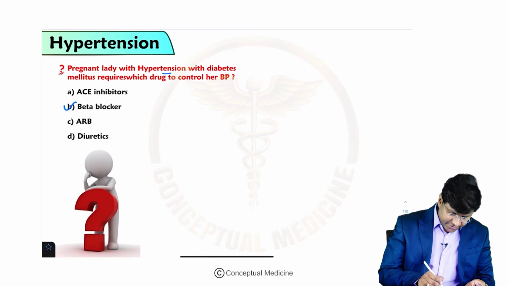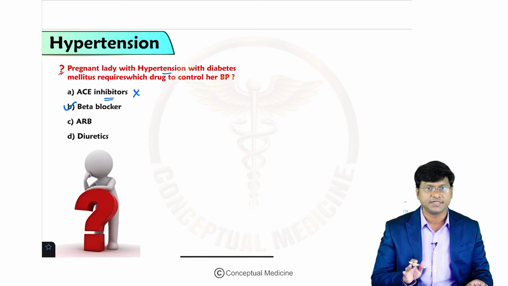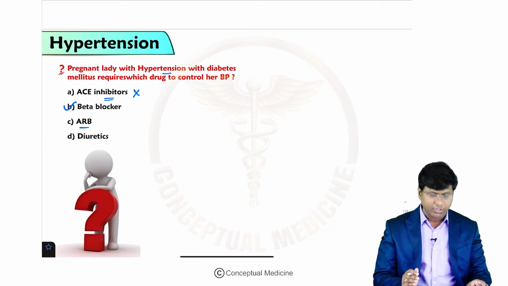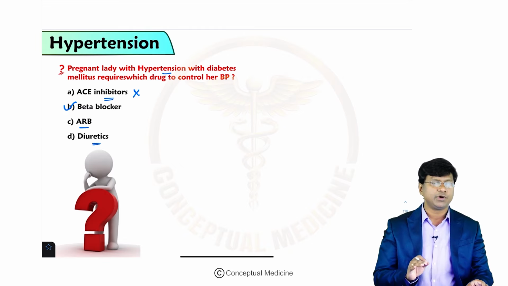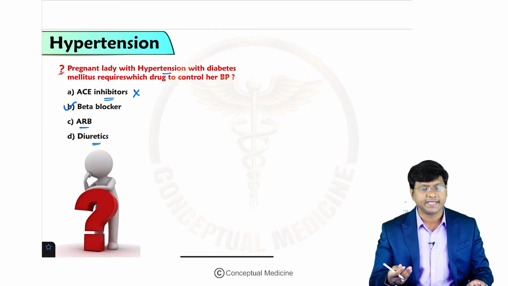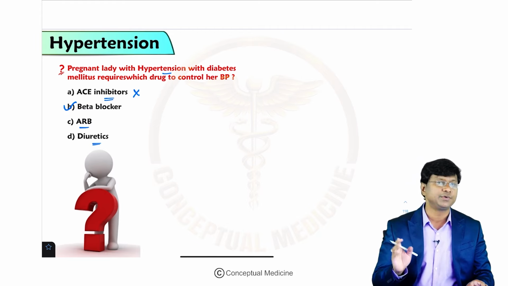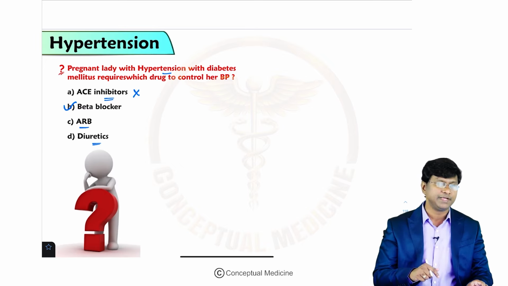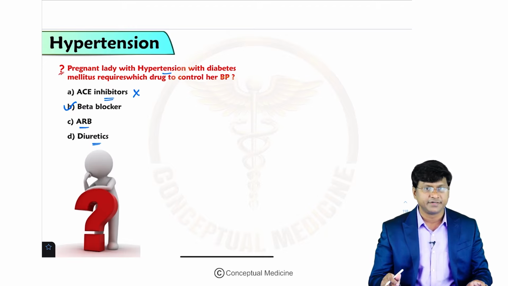See, even though the individual is diabetic, in pregnancy we don't give ACE inhibitors. ACE inhibitors are absolutely contraindicated in pregnancy, and the same goes for angiotensin receptor blockers. And diuretics are usually avoided in pregnancy because they can reduce the fluid within the uterine cavity, right? That is, amniotic fluid can be reduced by diuretics. So that is why they are usually avoided. Beta blockers are the preferred drugs.